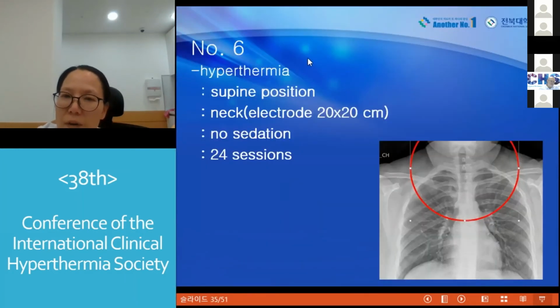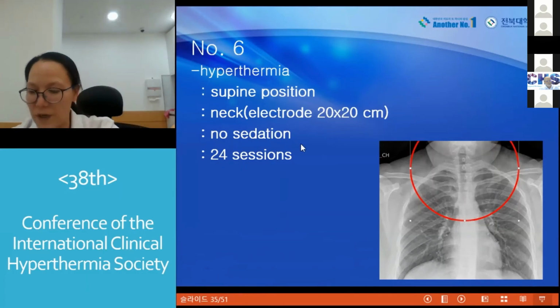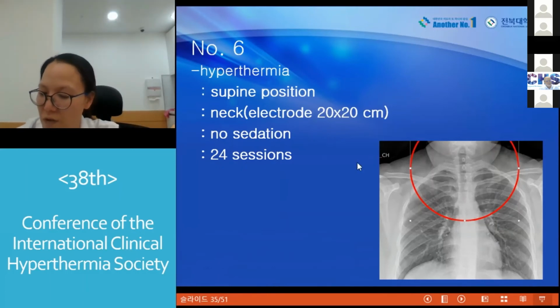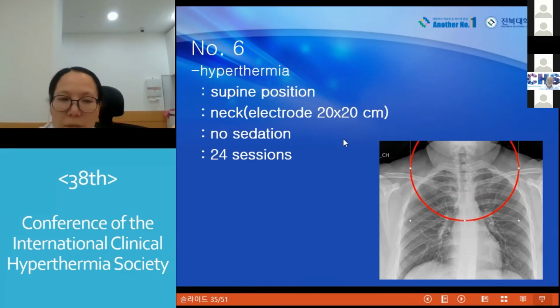Hyperthermia was performed in the supine position at the neck. He had no sedation. Oncotherm was performed for 24 sessions. Because this patient was scheduled to undergo radiation therapy after chemotherapy, but the patient's parents were concerned about delayed bone growth among the side effects of radiation therapy, they decided to perform hyperthermia.